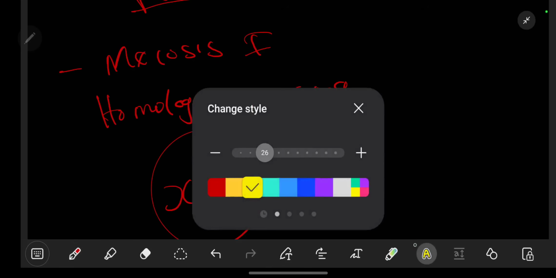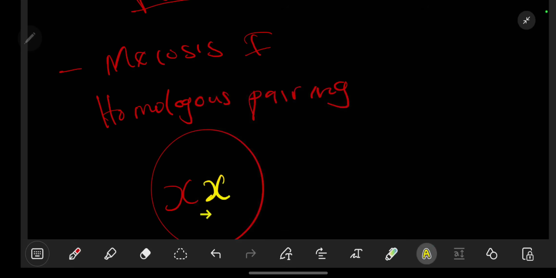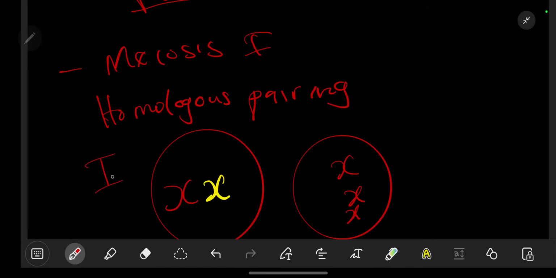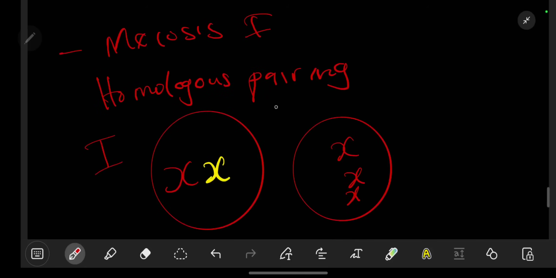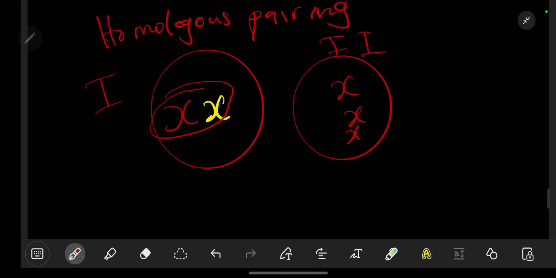So this is what we call the homologous chromosomes pairing up like that. While for this other one, there is no homologous pairing under meiosis 2. So take note: in meiosis 1 there is homologous pairing, whilst in meiosis 2 there is no homologous pairing. In meiosis 1, they will exist as a pair like that.